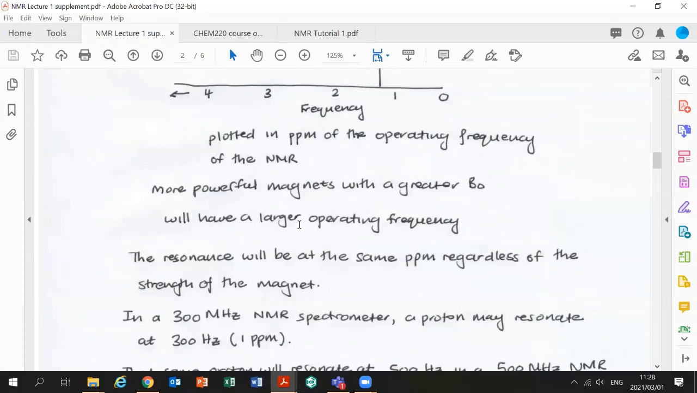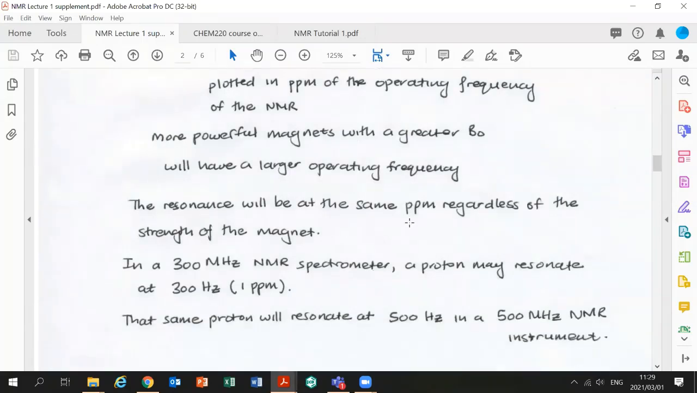So more powerful magnets will have a greater applied magnetic field, right? And if they have a greater applied magnetic field, they'll have a larger operating frequency. So bigger and bigger magnets, you get a 500 megahertz instrument, you get a 600 megahertz instrument. At Westport, we have a 400 and a 600. If you look at some pharmaceutical companies and research institutions, they have 700 and 900 megahertz instruments. So they have very, very powerful magnets in those NMRs.